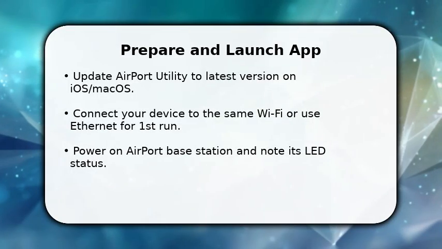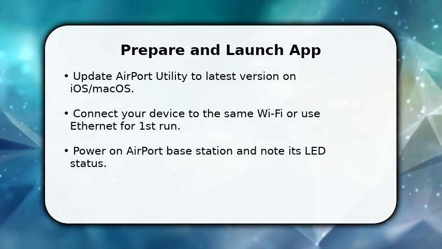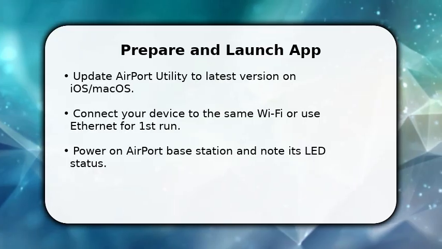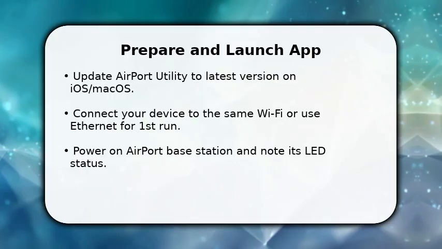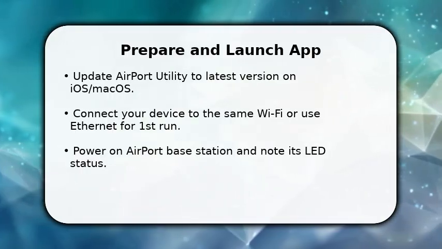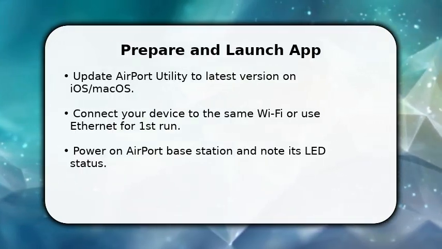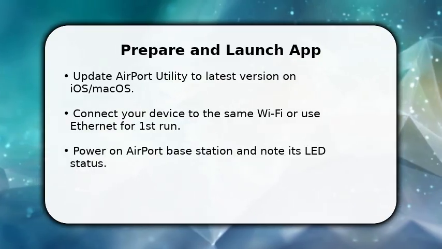You're starting now. Update Airport Utility and open it. Connect your phone or Mac to the same Wi-Fi network as the base station, or plug into Ethernet for the initial link. Make sure the base station is powered and the LED shows a status. Amber means needs setup, green means configured.